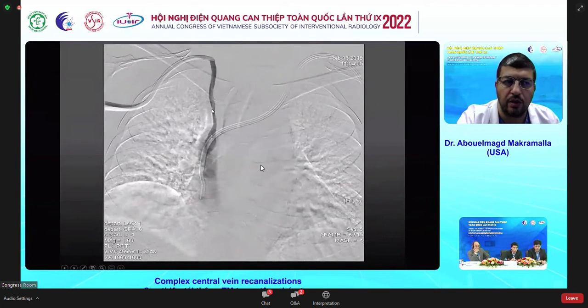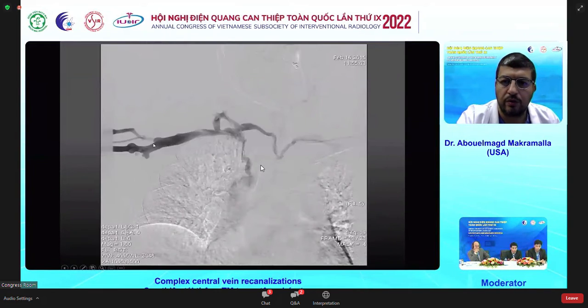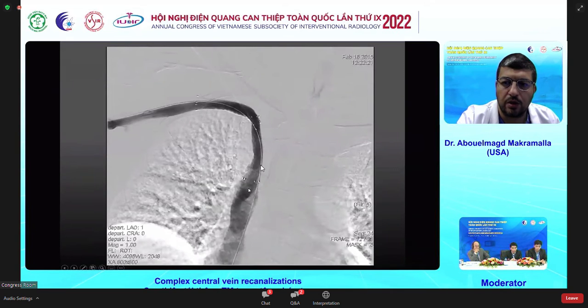We took out the catheter, and you can see the fibrin sheath from the catheter itself. When we did the venogram through the extremity, we found complete occlusion. We were able to cross through it and put 2 covered stents.